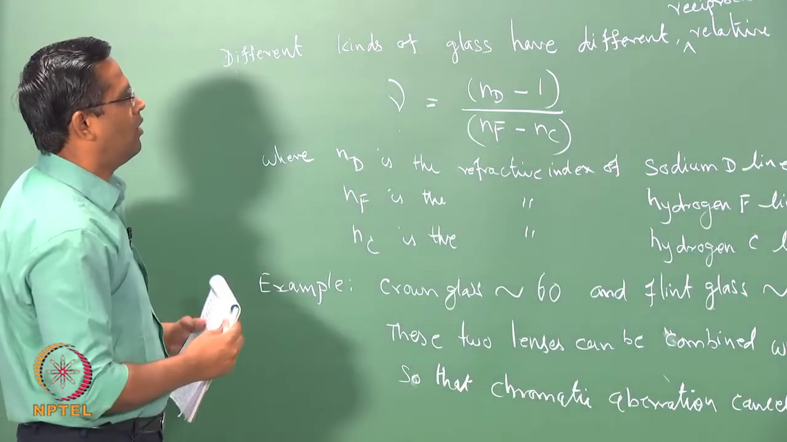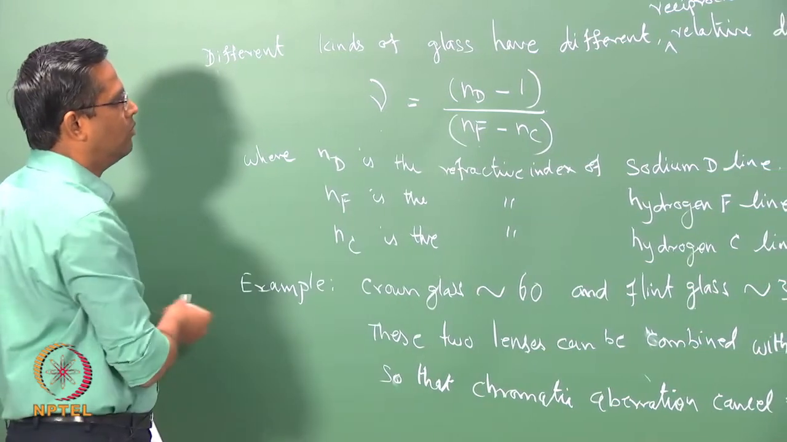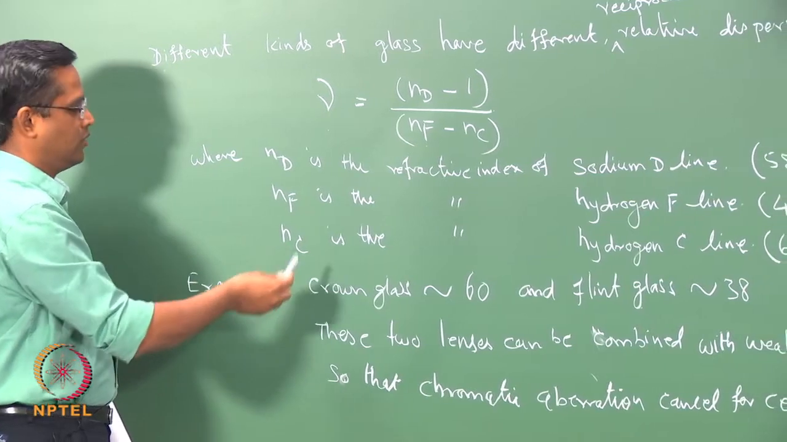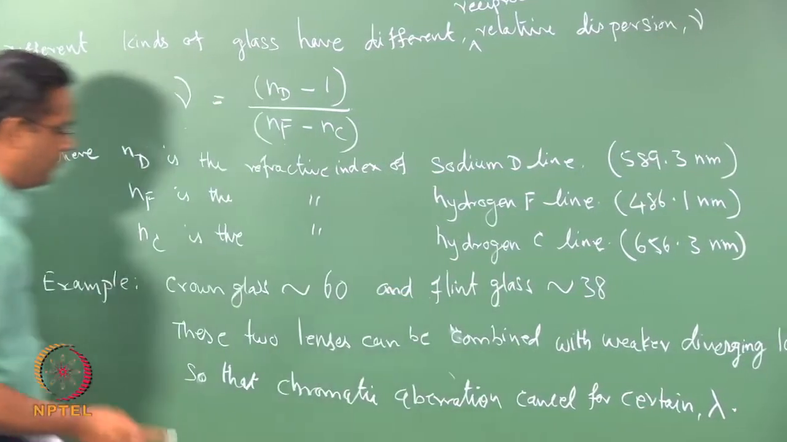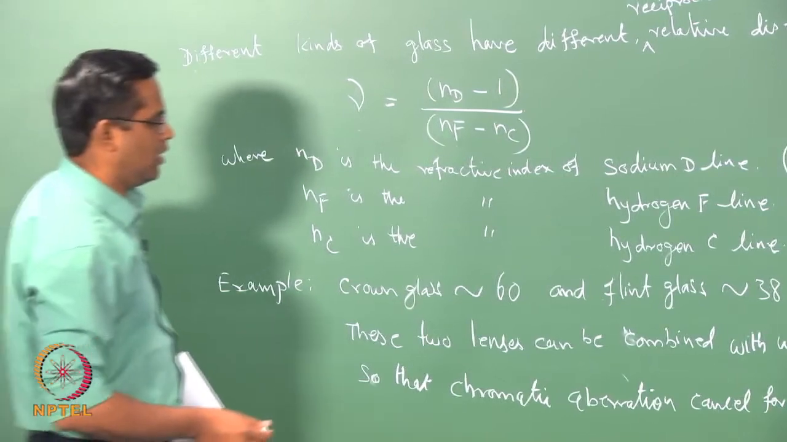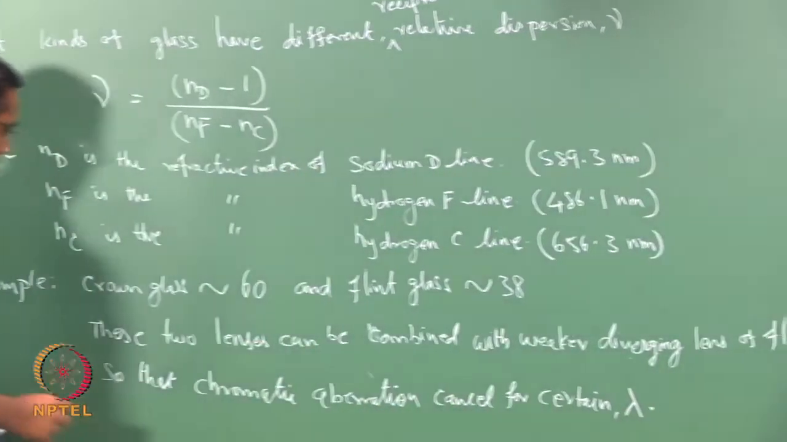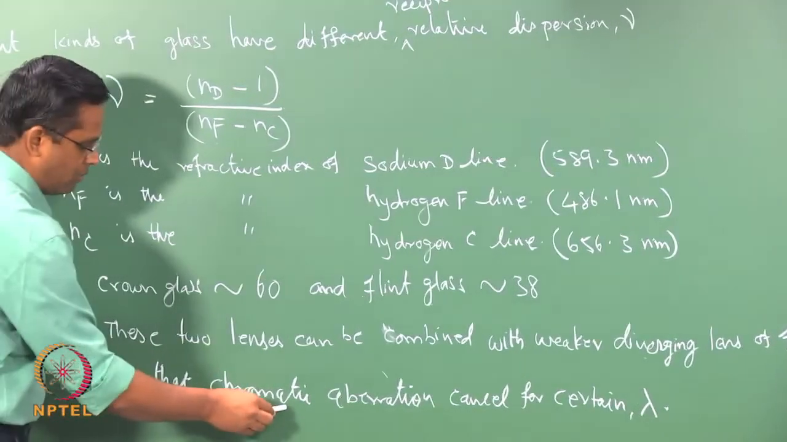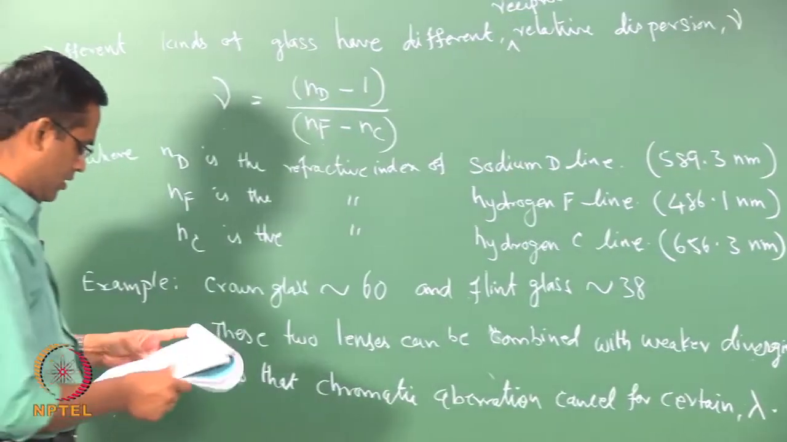So, this is one case study of how this correction is done in the case of chromatic aberration. There is a parameter called reciprocal relative dispersion mu, and this value is characteristic of different lenses. So, for the crown glass it is 60, for a flint glass it is 38. So, these two can be combined, because the weaker diverging lens of flint glass will correct the chromatic aberration for a certain lambda.